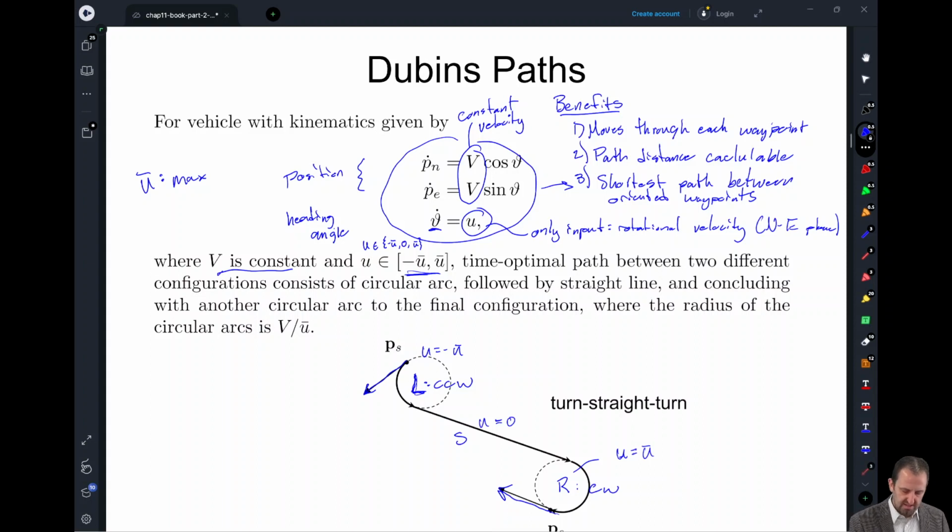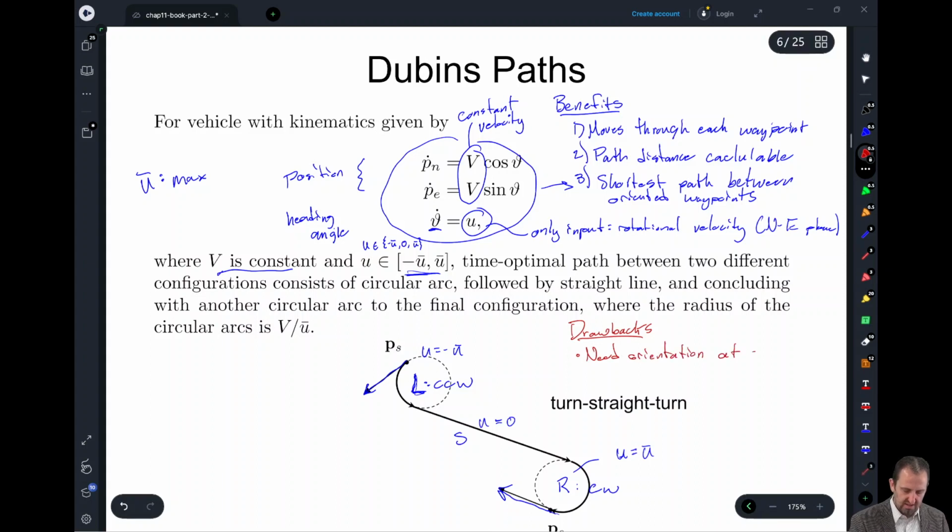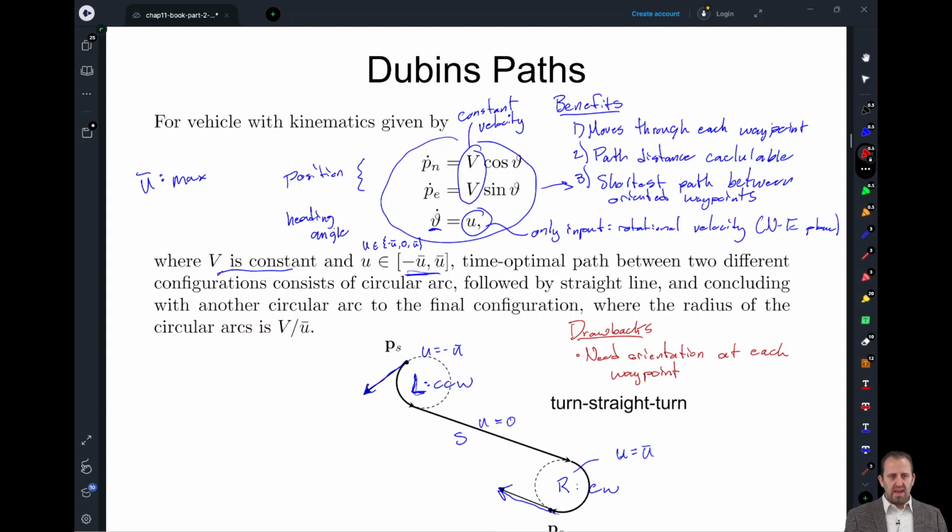Okay, some drawbacks. One is that we need, this is really the major drawback, orientation at each waypoint. Also, the switching strategy isn't quite as simple or straightforward as the previous approaches. Needing orientation at each waypoint is not so bad when we have two waypoints. That's somewhat normal. We have a starting position and an ending position, and obviously a starting orientation and an ending orientation.